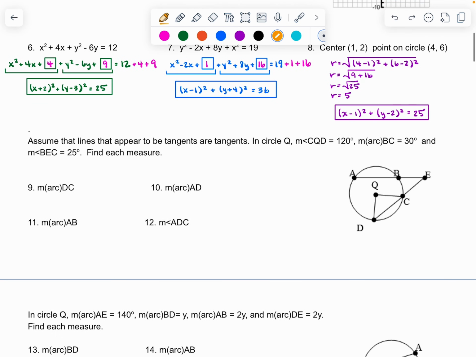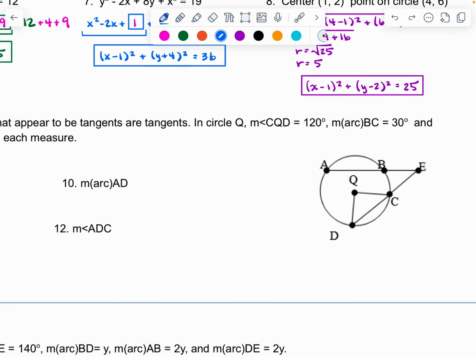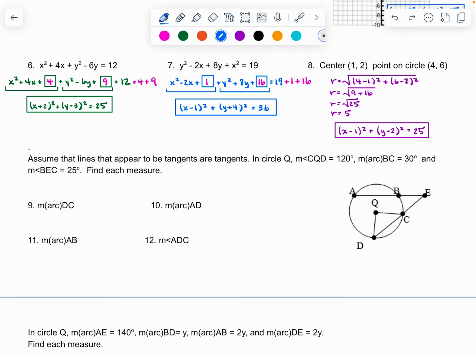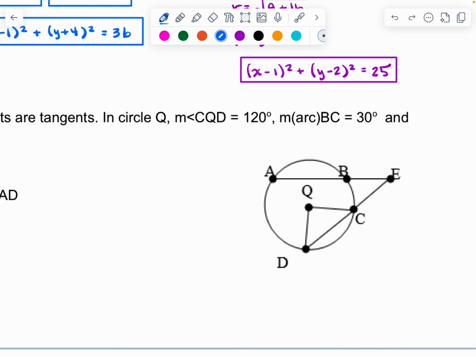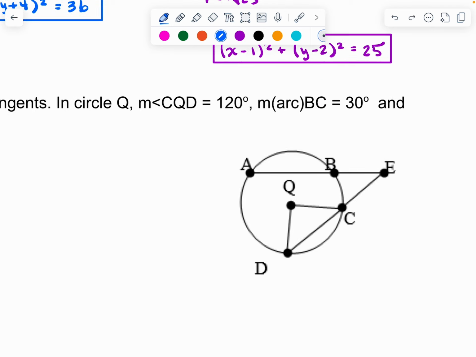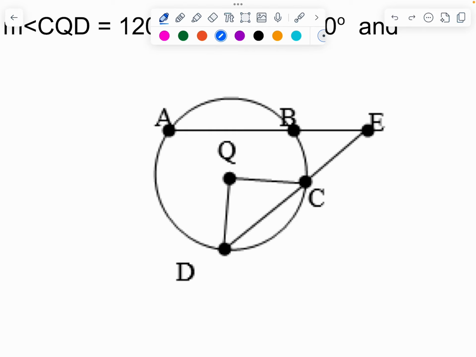All right. This next section, we're starting to get into all these lovely pictures, right, from our previous days of notes. Okay, so let's see. All this verbiage is giving me a lot of information, so my picture's probably going to get a little crazy here. So it says, assume that the lines that appear to be tangents are tangents. Okay. I don't really see anything that is a tangent line in this problem, so that's not really going to happen here. And then it says CQD is 120. Okay, CQD. Now that doesn't really look like a 120-degree angle, but that's okay.